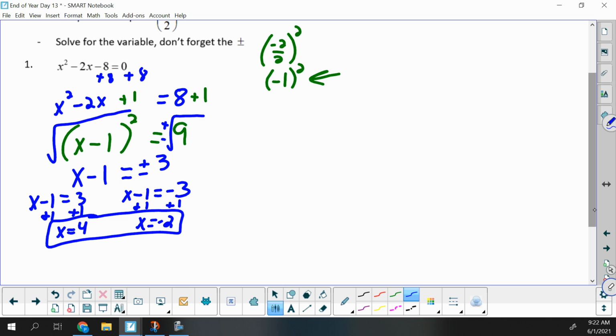Now, just like all of our solving of quadratic equations, what this is really telling us is where the graph is crossing the x-axis, because that's where it would have a y value of 0.